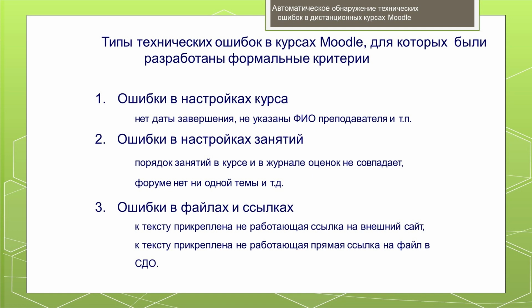We're looking at the technical errors in the module courses for which we have developed formal criteria. Relatively, we can separate them into three types: errors in course settings, errors in class settings, and errors in links and files. Afterwards, I will tell you about each type of errors. Next slide.